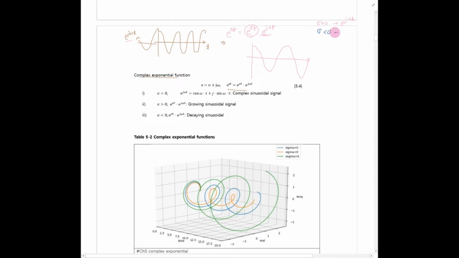Then we have e to the sigma t times e to the j omega t. But at this moment, sigma is negative. So this one is decaying over time. Okay, decaying that way. That's the e to the sigma t in this case. If sigma is negative, as time goes on, it's decreasing. But this one is alternating. By taking the real part, it's a cosine. So it looks like this, decreasing. Okay.